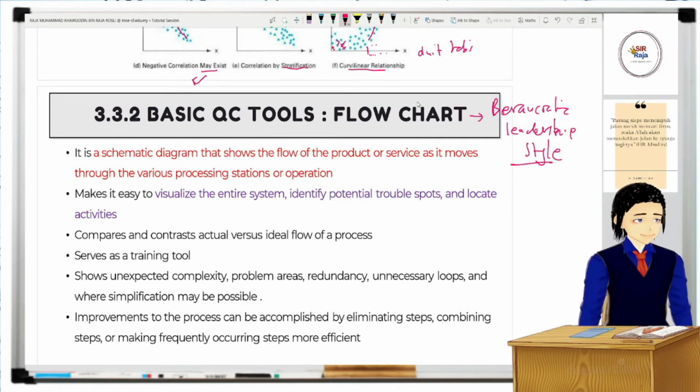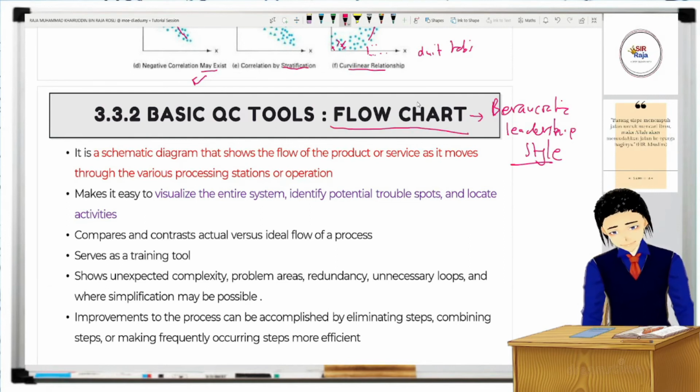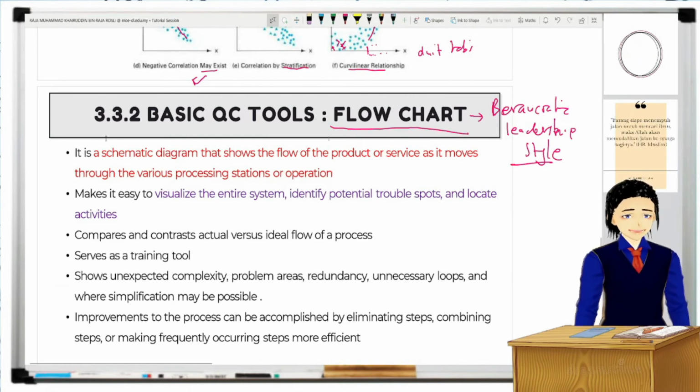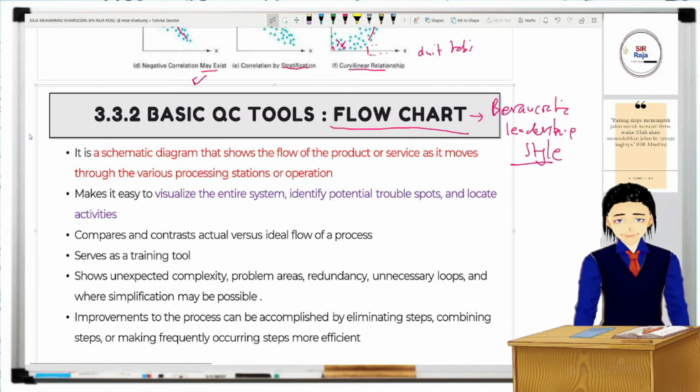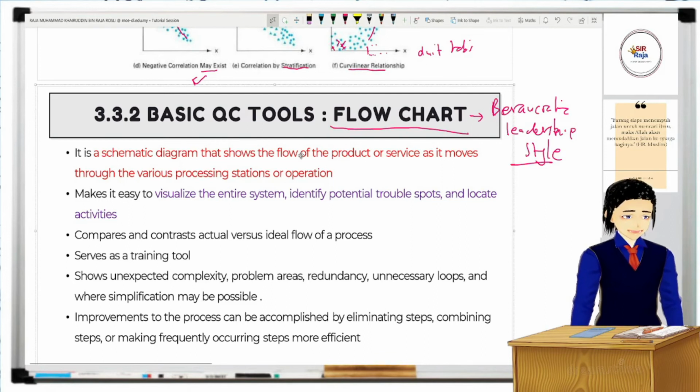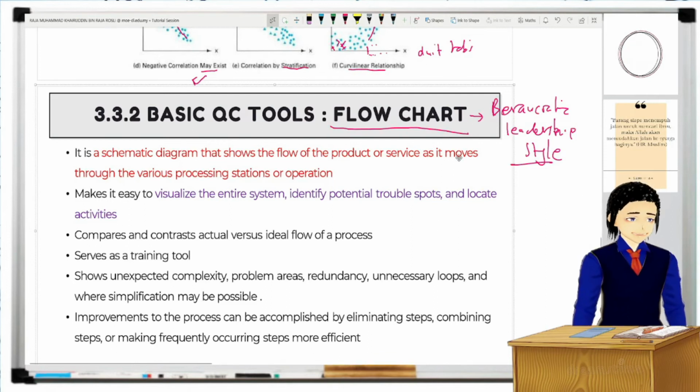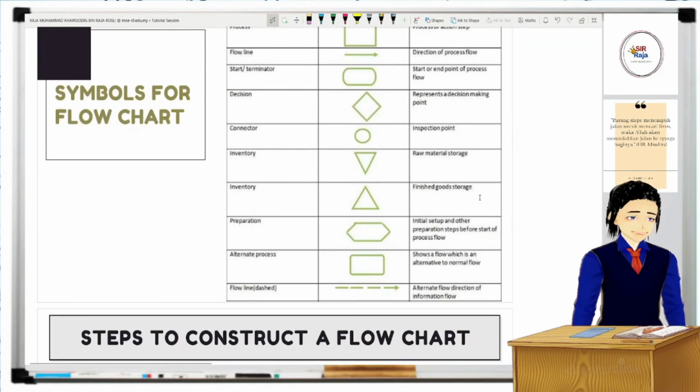Kenapa dia ada process? So flowchart is always about a specific process. Okay, so it is a schematic diagram. Schematic ni maksudnya dalam diagram tu, ada simbol yang ada maksud dia tersendiri. So it's a schematic diagram, mana kita guna rajah that shows the flow, dia nak siap produk tu apa flow ni, or services as it moves through the various processing stations or operations. So this is an example.